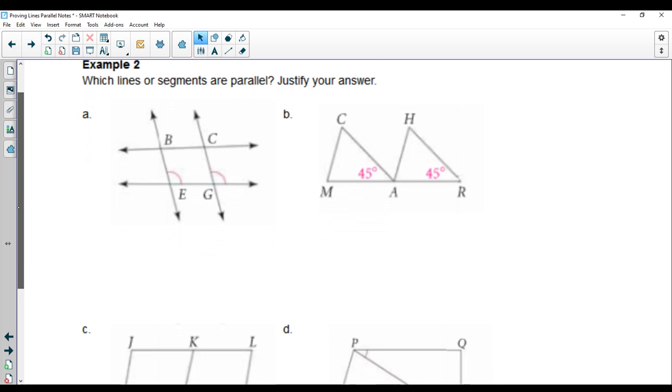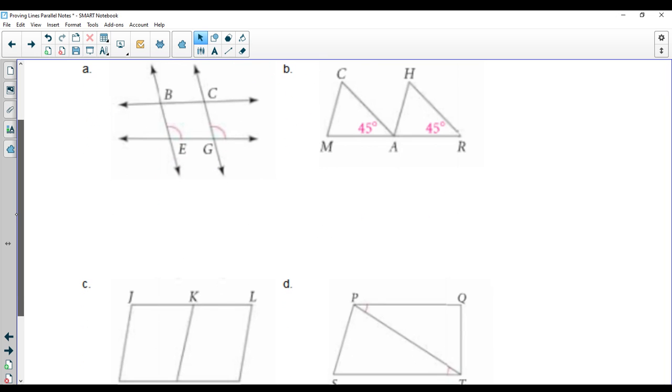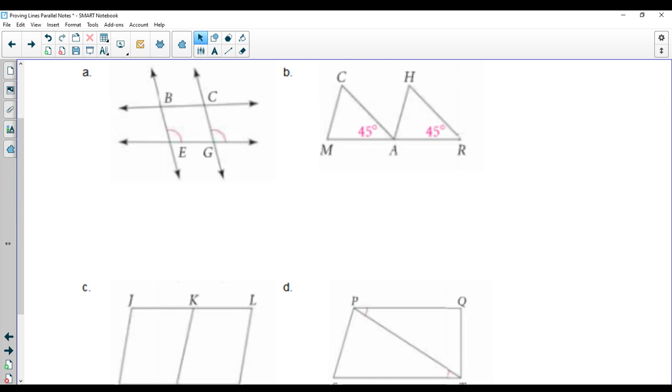All right. Which lines or segments are parallel? Justify your answer. So this time we're just given two angles. We have to see, is that enough to say that some segments are congruent or lines are parallel? I said congruent, I meant parallel. I'm so sorry. We got an angle here and an angle here. So let's think for a minute. Do we have a transversal? Yeah, we do. It's right here.